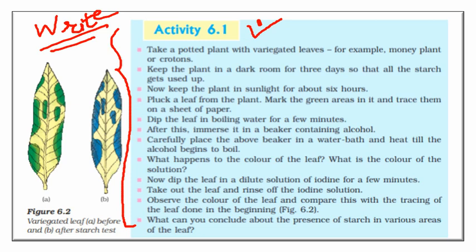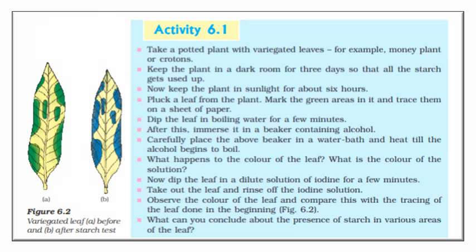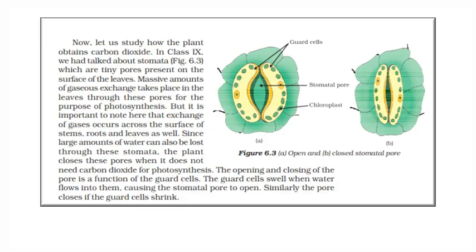Clear? Now the second thing that is necessary for photosynthesis, the second component. Let us study how the plant obtains carbon dioxide, how the plant obtains CO2 gas. You had already learned in the 9th class about the stomata, the open and the closed stomata, in the 9th standard.